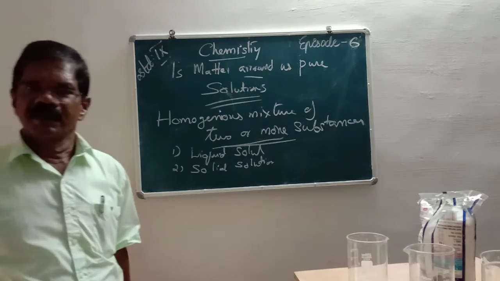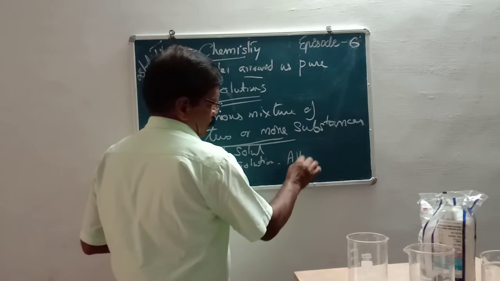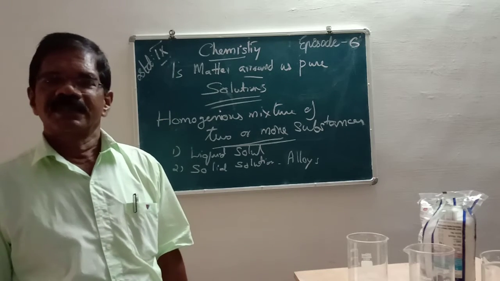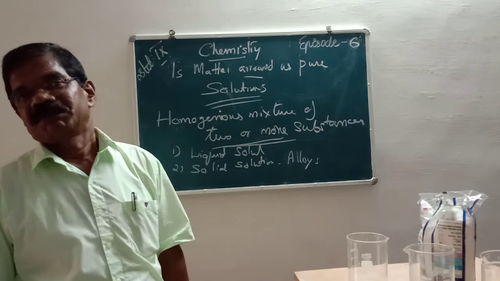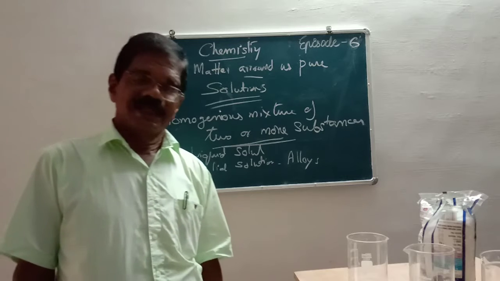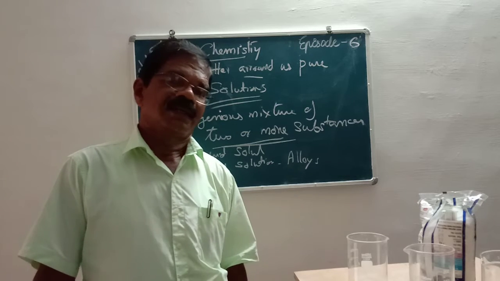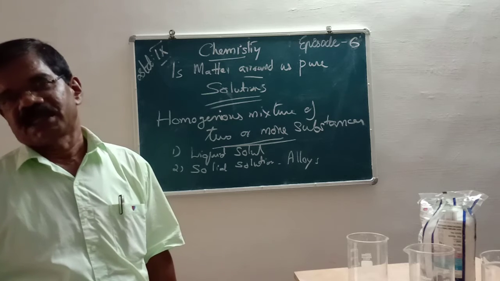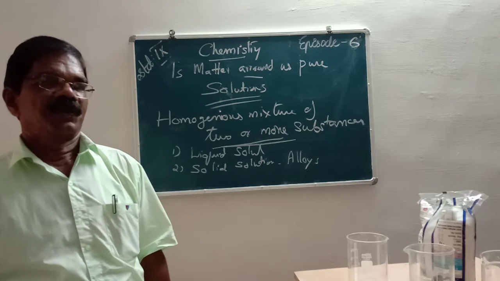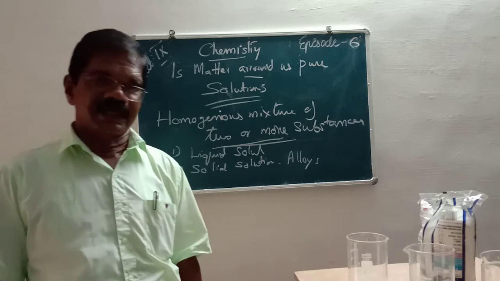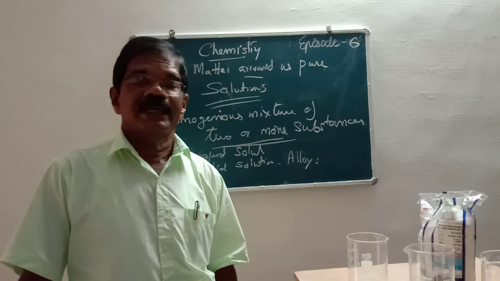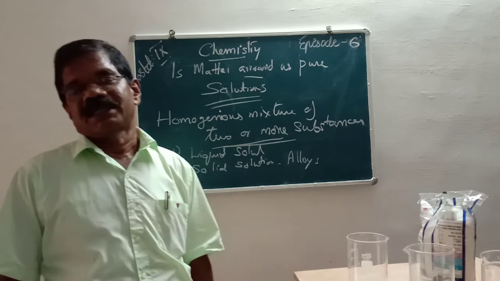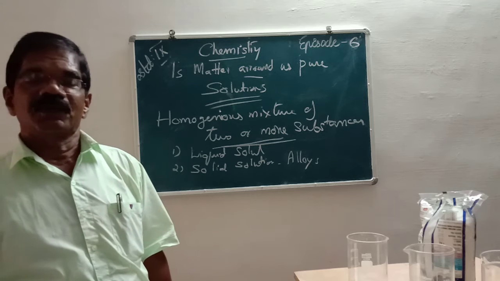Can you give some solid solutions? Alloys. What are alloys? Alloys are mixtures of metals. I said to you that the scientific world has already discovered 118 elements. Out of 118 elements, nearly 90 elements are metals. The remaining, below 30 elements, are either metalloids or non-metals.